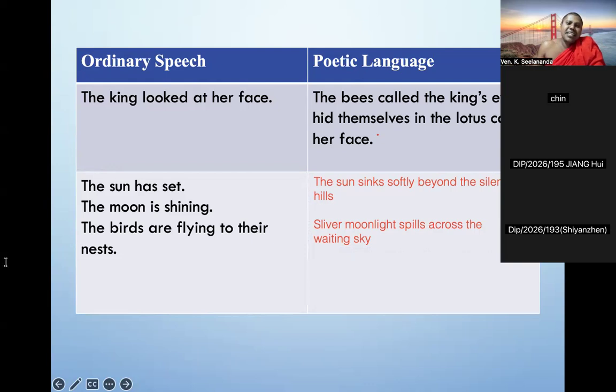Reading "the sun has set, the moon is shining" does not give a joyful experience, no? It is not an aesthetic experience. But reading or listening to it like this, we can get an enjoyable experience, the kind of experience of a special situation. Like the birds flying into their nests.